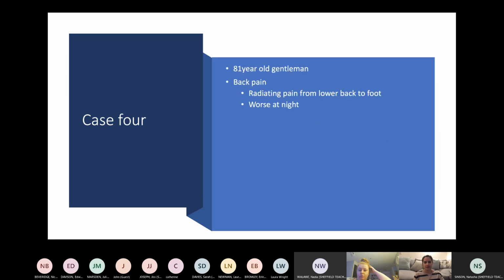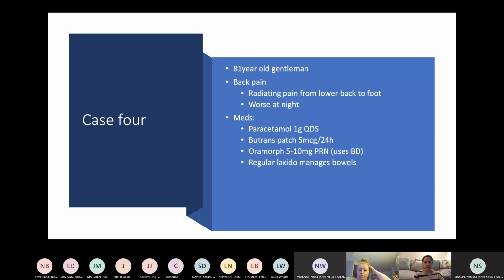So this one is more of a different type of pain. He's got back pain, but when we've taken the history, the pain is radiating from the lower back down to the foot and it's worse at night time. Again, he's already on quite a lot of medication and they're managing his bowels with Laxido.